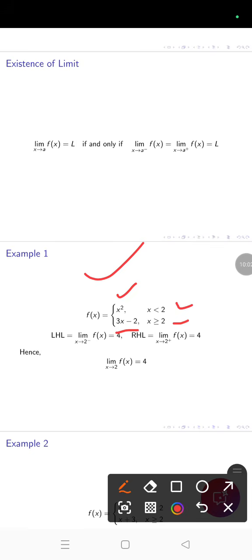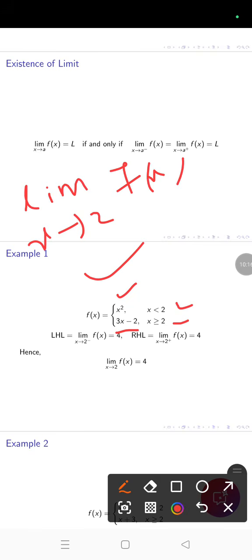So what we have to find? Your LHL is equal to RHL. So limit x tends to 2 of f(x), we have to check whether it is defined or whether it exists or not. So for this existence, we have to find LHL. LHL means limit x tends to 2 minus f(x).